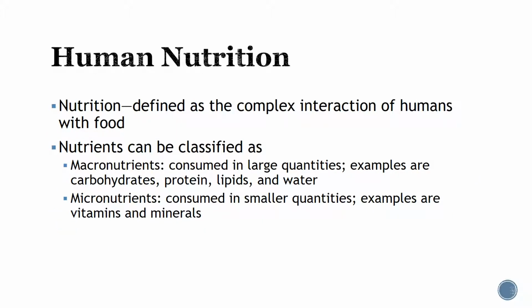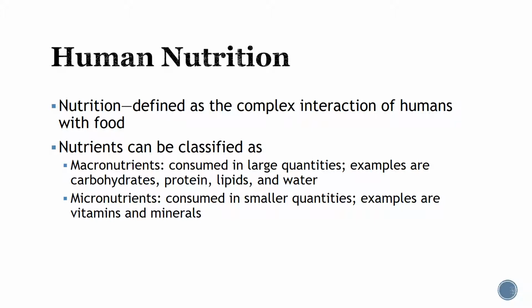Humans with food. So when we digest food, how our body is going to interact with that, what it's going to take from that plant and what it's going to give back from that plant. So that's kind of what that is, and how we utilize that to the best of our ability, or again, that lack thereof. So when you look at nutrition, you have to look at nutrients. How do we classify those?